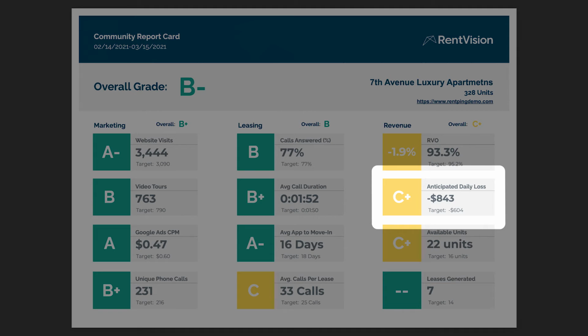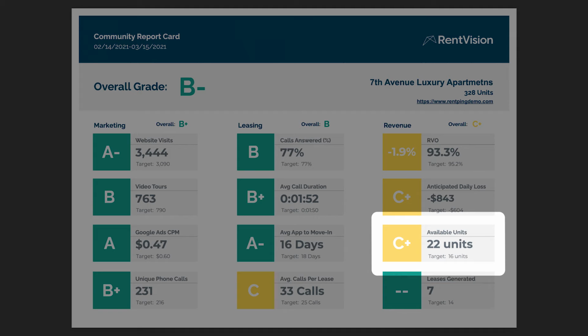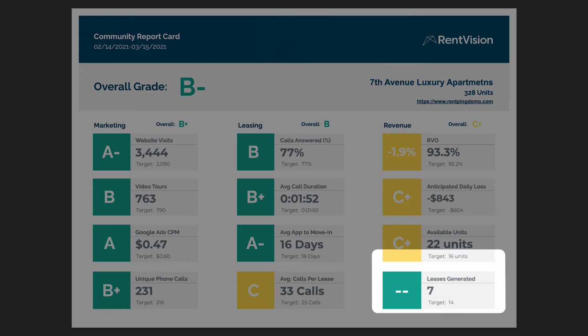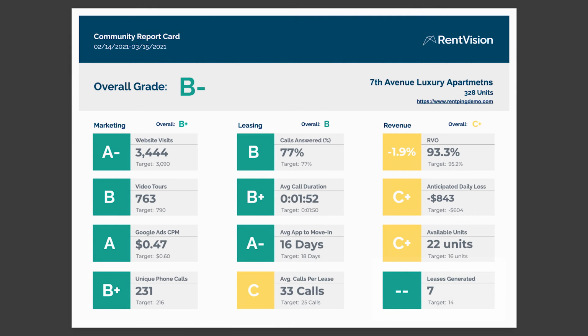And then the third metric is pretty straightforward. It's just helping the on-site teams know how many available units they have versus their target for that point in the year. And then the fourth metric helps them know how many leases they have generated during this time period that we're looking at, so they can see the whole picture all the way from visiting the website down to the actual leases that were generated through the marketing.